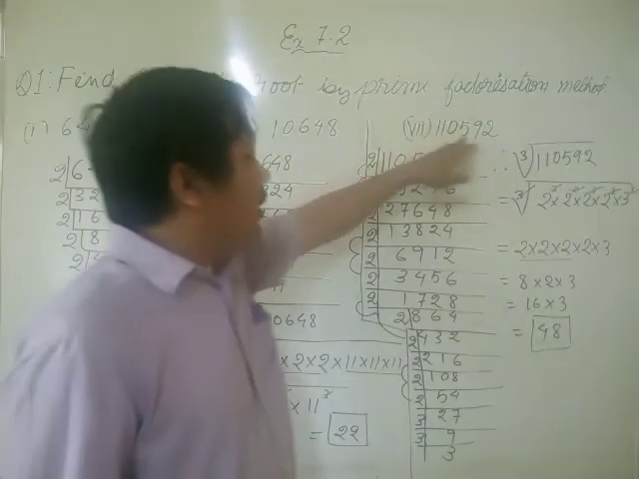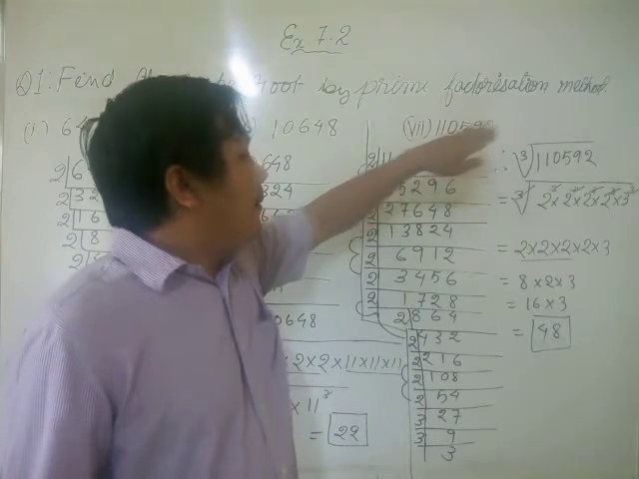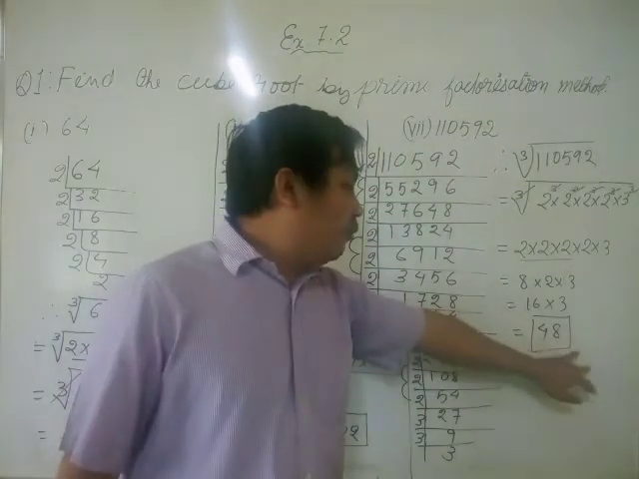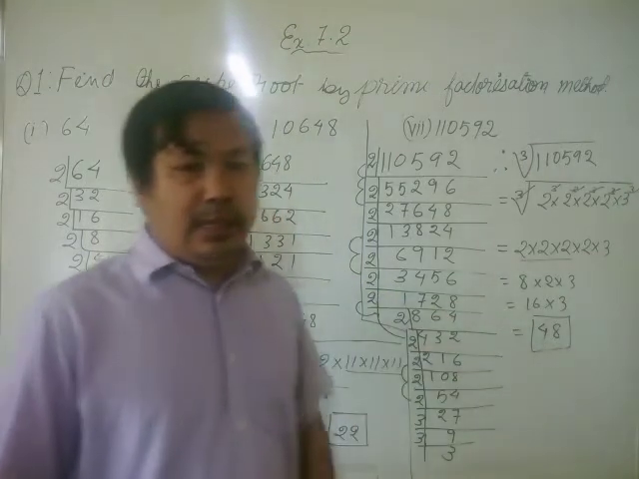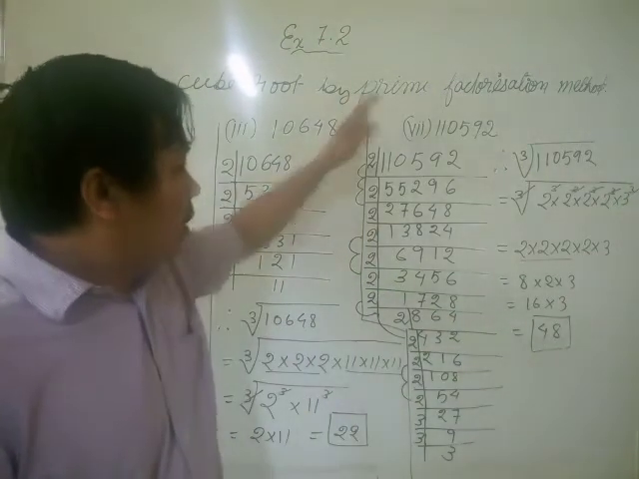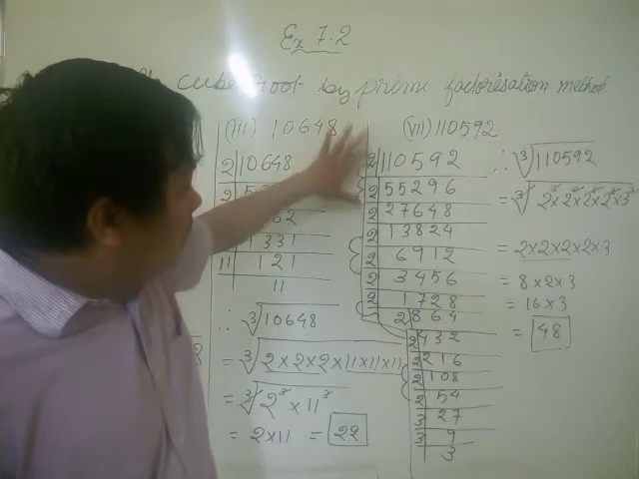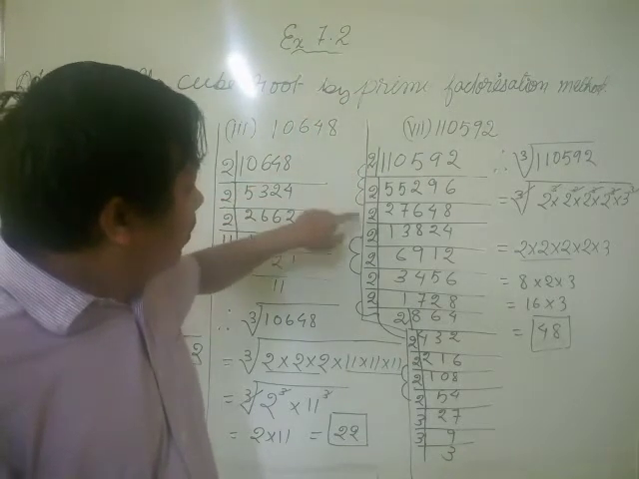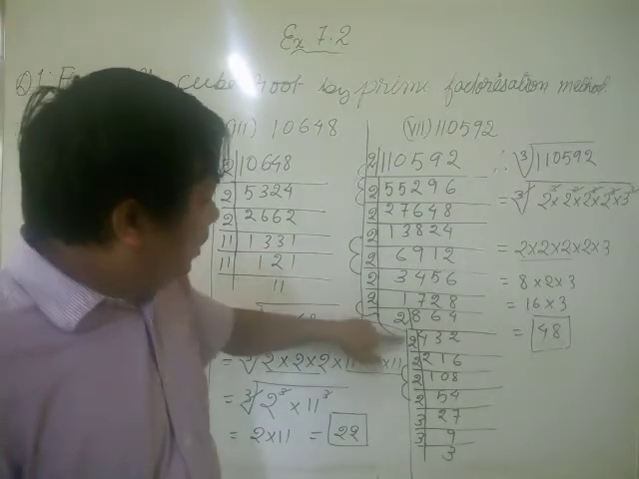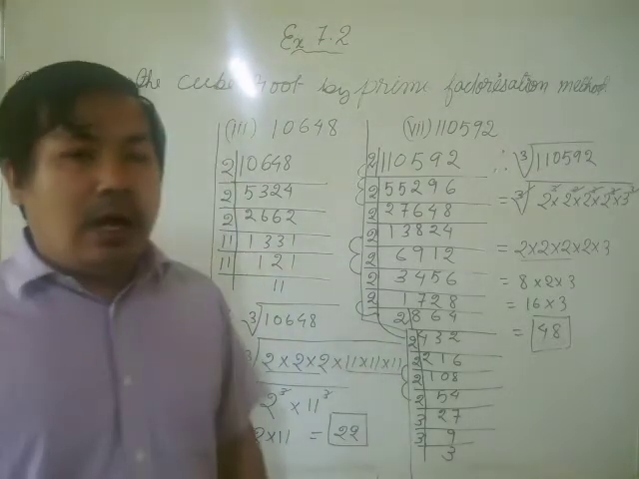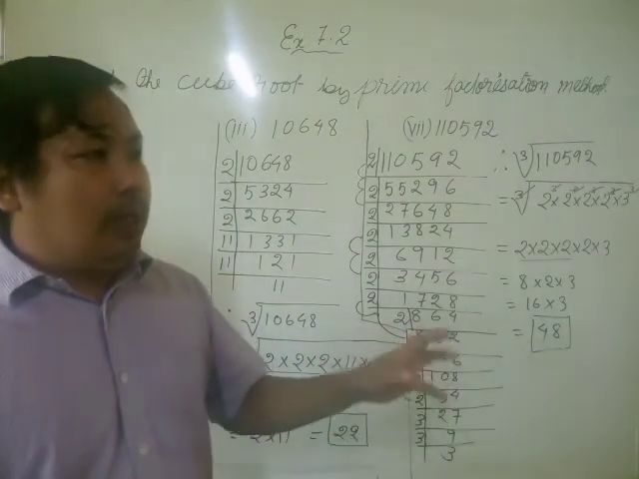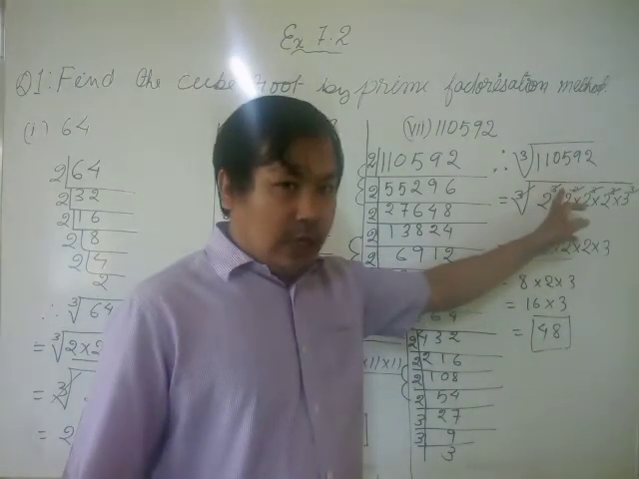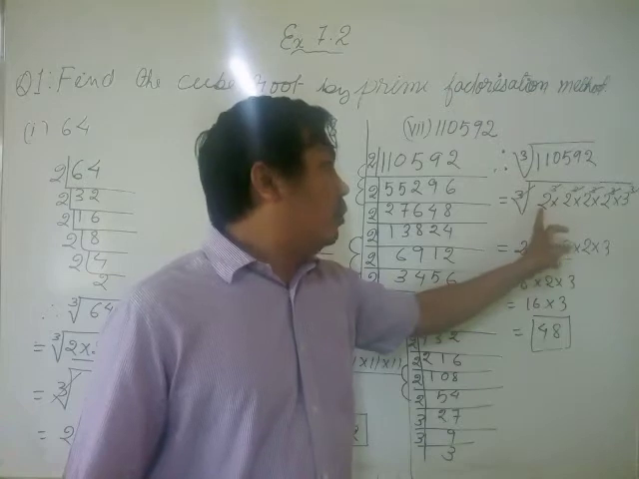So the cube root of the given number here, 11,592, is 48. If you multiply 48 three times, then you will get this number, 11,592. So how many twos are there? 1, 2, 3, 4, 5, 6, 7, 8, 9, 10, 11, 12 are there. So we group 3, then 4 times 2 will come here with the power 3, or as 2 cubes. 2 cubes, 4 of them are there.